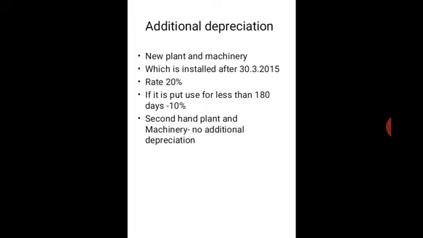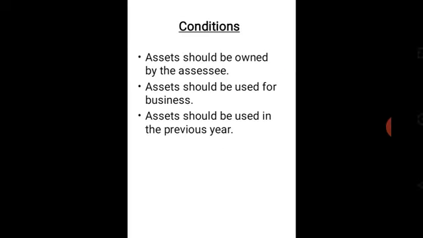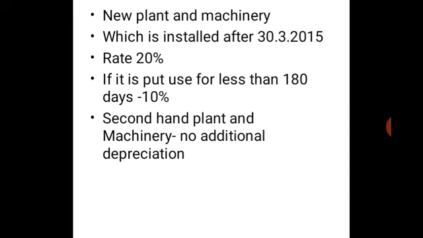Here also the same condition. If the new plant and machinery is used less than 180 days, we are going to apply 10%, which means half of 20%, that is 10%. Here also, if it is used for more than 180 days, we give the full percentage of 20%. If it is used for less than 180 days, we give half the percentage.